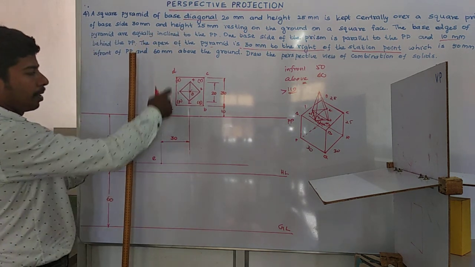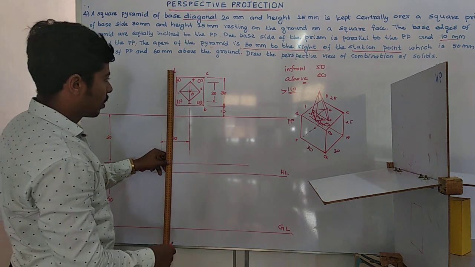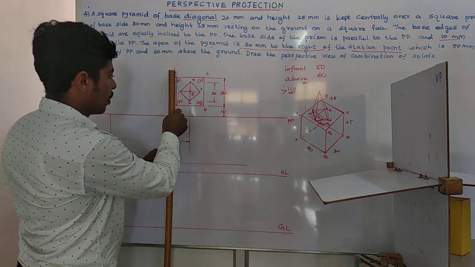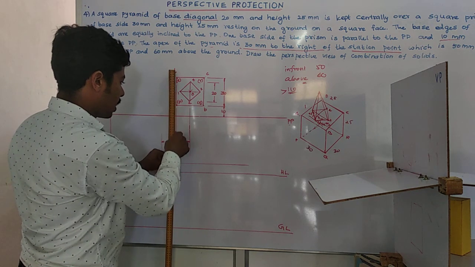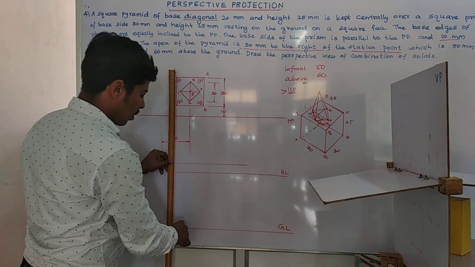Before that, we draw the front view. So here is the top view. From the top view I project towards down.